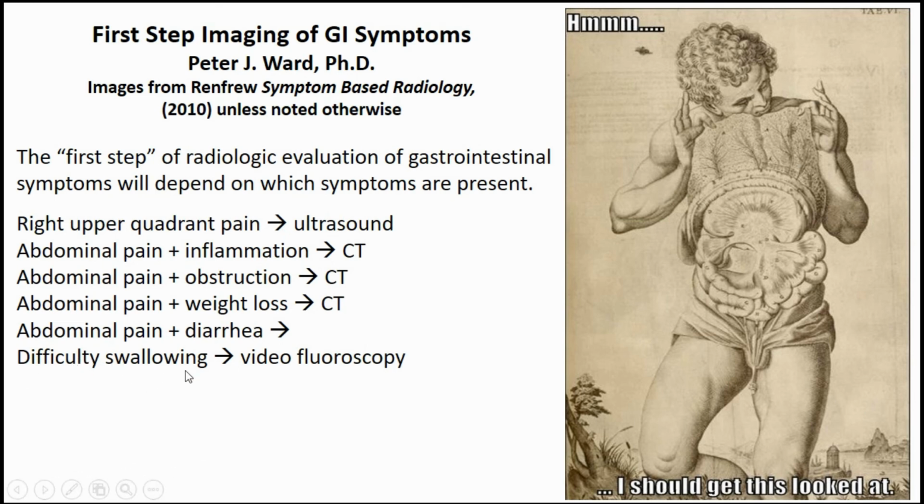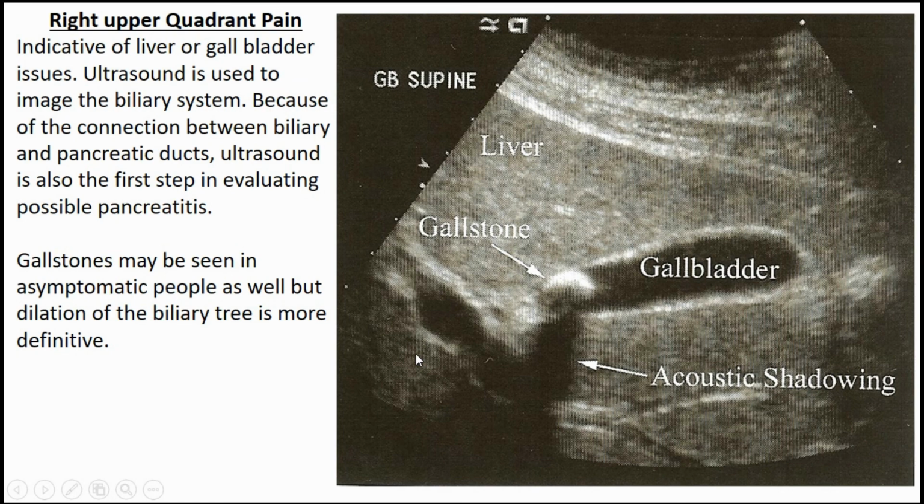And then difficulty swallowing, we have something very interesting. We have the video fluoroscopy that can be put to use to allow us to actually take a look at how the swallowing takes place and if anything is being left behind in the throat or if swallowing is dysfunctional because of the muscles. So let's start with right upper quadrant pain.